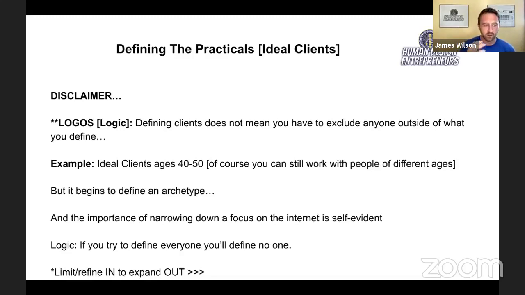Something that was an epiphany for me was this phrase: you have to limit or refine your clients in order to expand. So going in to refine, and then out, you can go out and expand within that particular demographic of clients.